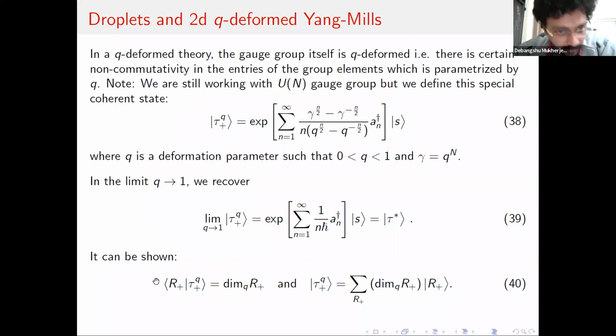One can also further show that if I construct the inner product between the R plus state and this tau plus q that I have defined here, what I essentially get is the q-deformed dimension of R plus. This object also has its own definition. The q-deformation has a very standard definition, which I'm not explicitly writing here, but one can see that in the limit q goes to 1, it boils down to your usual dimension. One can invert this formula also, and write down this tau plus q in terms of the R plus basis, and perform a similar kind of computation to what we saw for the non-q-deformed theory.